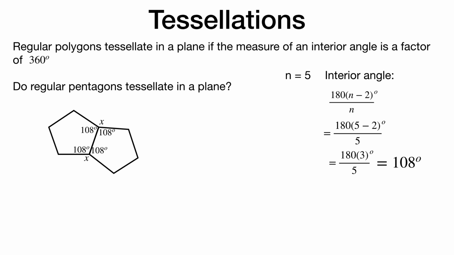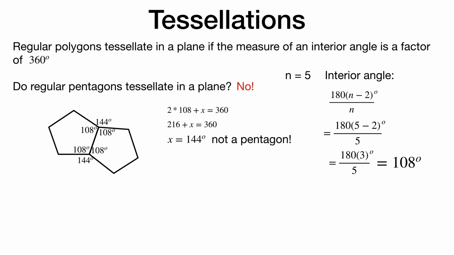So looking at where x is, and I've got 2 of those 108 degrees around it, 108 plus 108 plus x, is that going to be 360? And I think we can sort of tell it's not, but again, just to show the calculations, it's not. It's 144. And 144 degrees as an interior angle is not a pentagon, right? The answer to this question is no, pentagons don't tessellate in a plane. I would have had to get the same exact measure, which I haven't. So there you go. That's how you would answer that question.